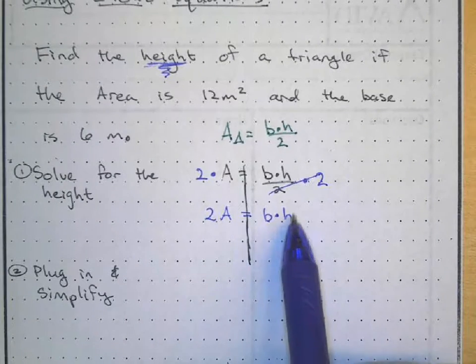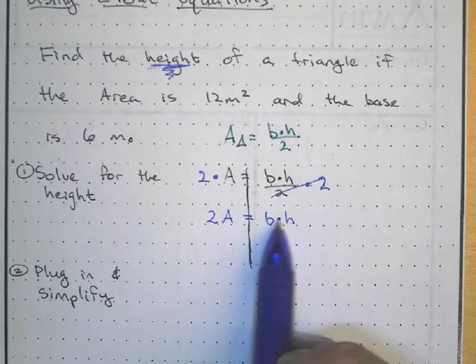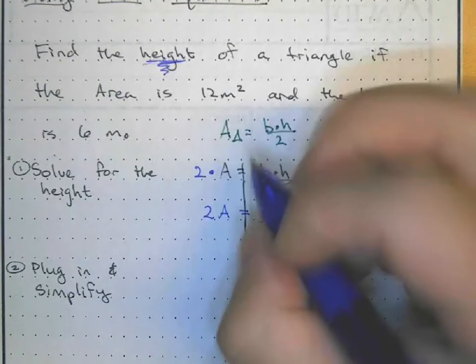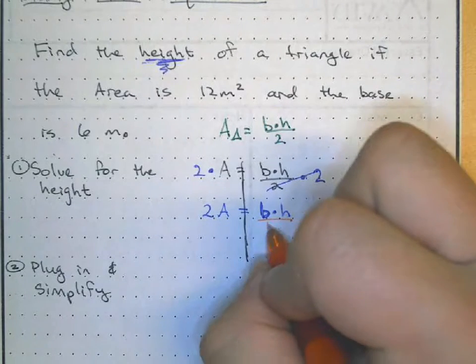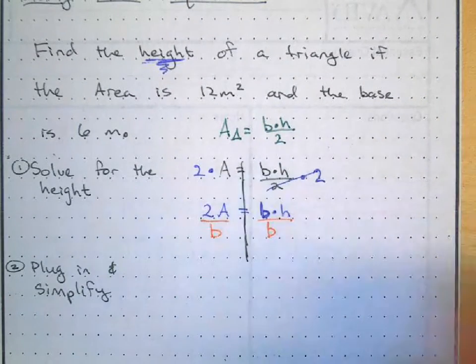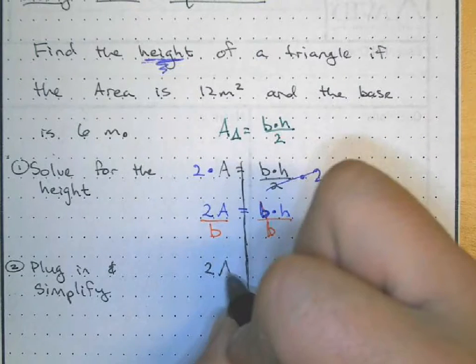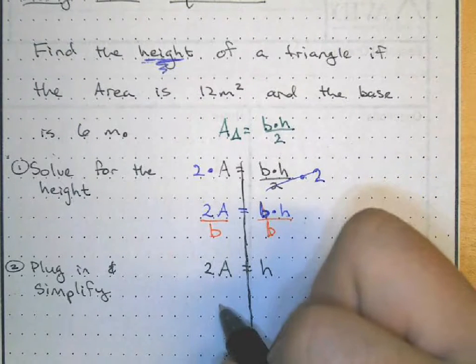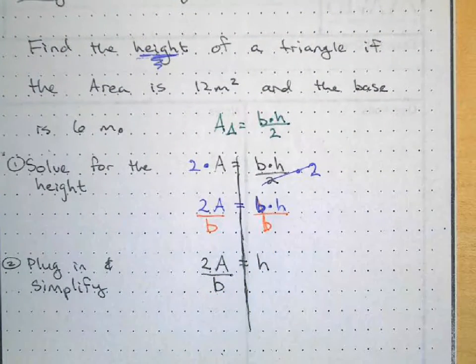Now I'm solving this for the height. This is my goal, trying to find the height. So now to get rid of this multiplication, we'll divide both sides by the b. That's a b. That is 6. So we're going to divide both sides by b. And when those cancel, I'll have h all by itself. So I can say 2a over b is equal to h.